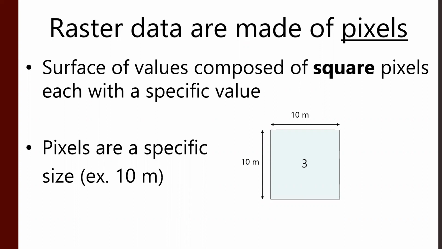Pixels have a specific size so that we can then correspond to what they are representing on the surface. So this value of 3, let's imagine that's elevation, 3 meters of elevation. We can say they've got 100 square meters of 3 meters of elevation.